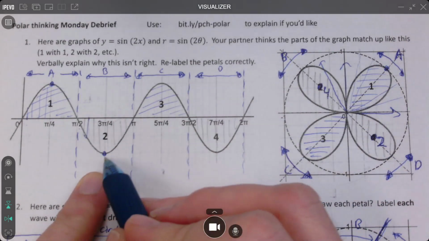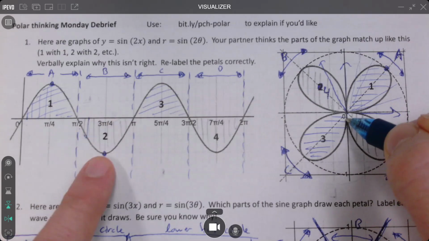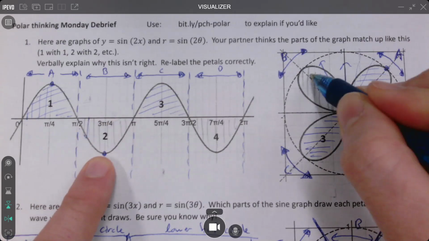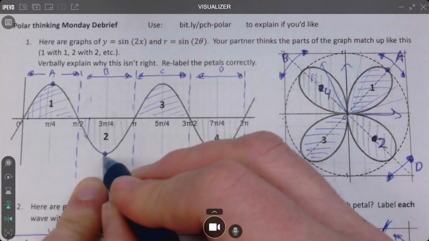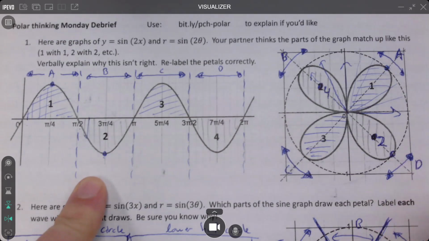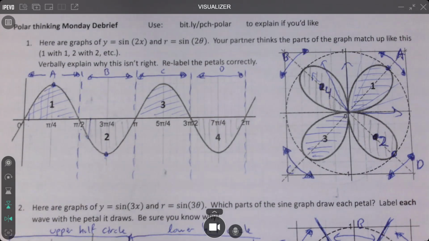In particular, if we imagine 3 pi over 4, which is pointing 45 degrees that way, I'm going to move a distance of negative 1. But if I'm facing in this direction, it'll be negative 1 in the opposite direction. So this point here corresponds with that point there. Okay, so that's what's going on. Let's take a look at it animated, because that may add something to your thinking.